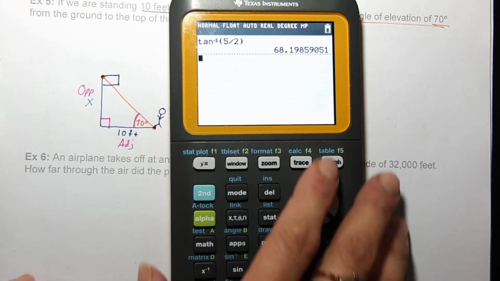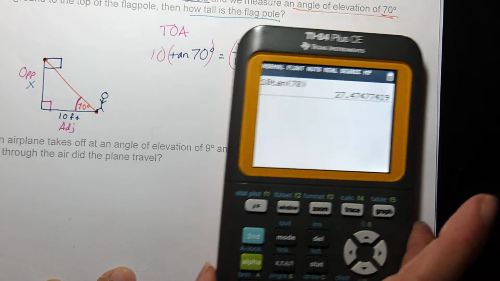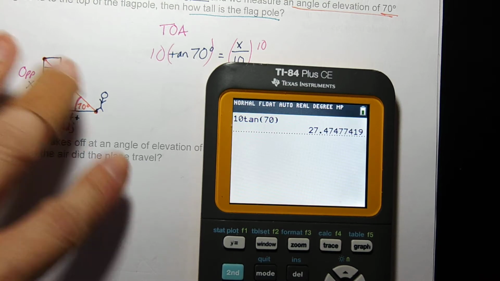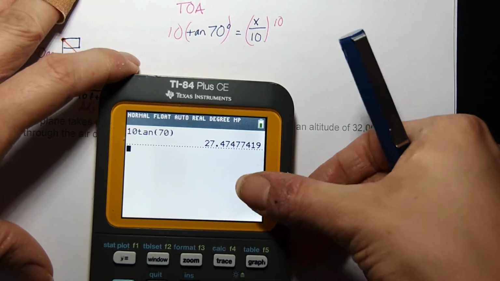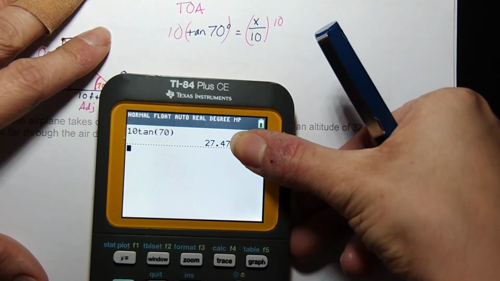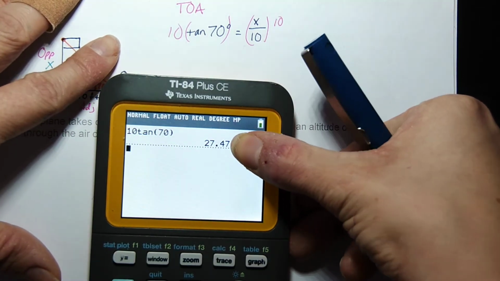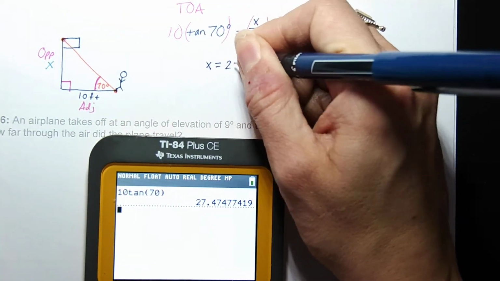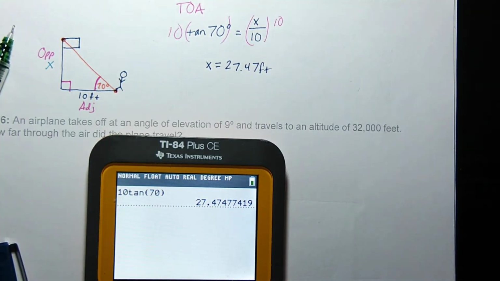Good question. All right, folks, so we are going to take 10 times the tangent of 70. And let's go ahead and round to the tenths place. Or actually, no, we'll keep rounding to the hundredths place. Just give us some more practice here. So if I round to the hundredths place, two places past the decimal, we look at our third digit. Is the third digit enough to bump? Nope. So 27.47. Wonderful. So 27.47 feet. Feet, because we are solving for a distance or a height.